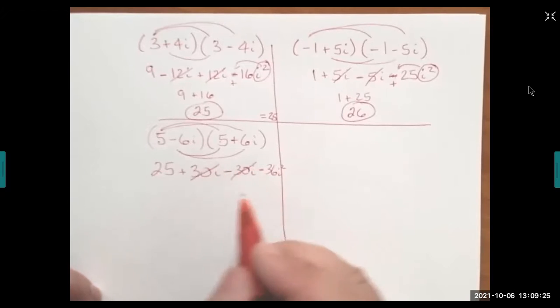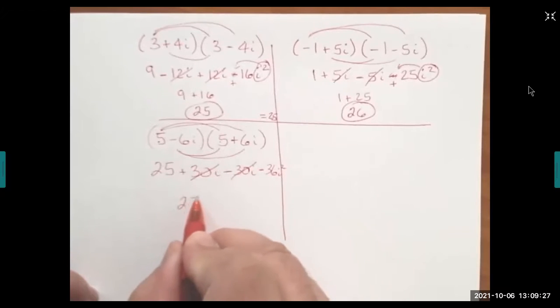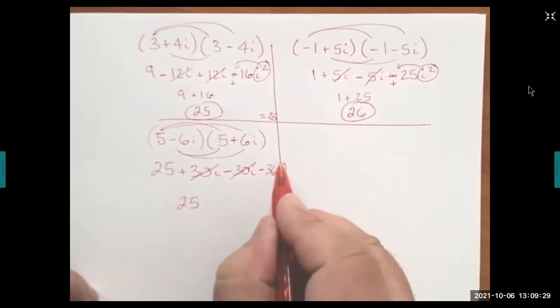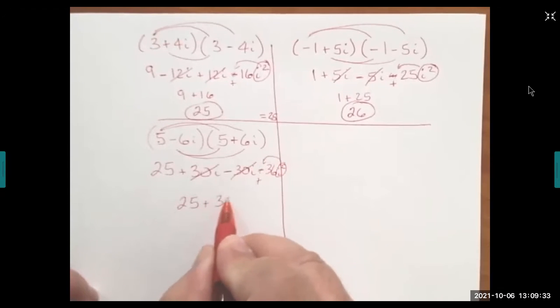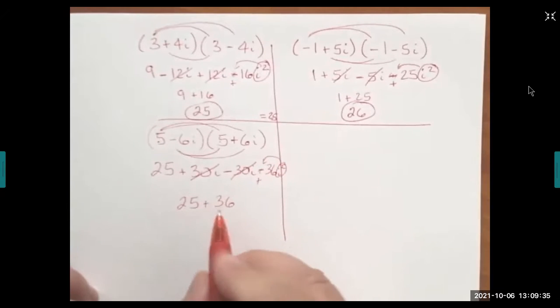The 30s cancel since they're opposite signs. I squared changes that to a plus. 25 plus 36, 61.